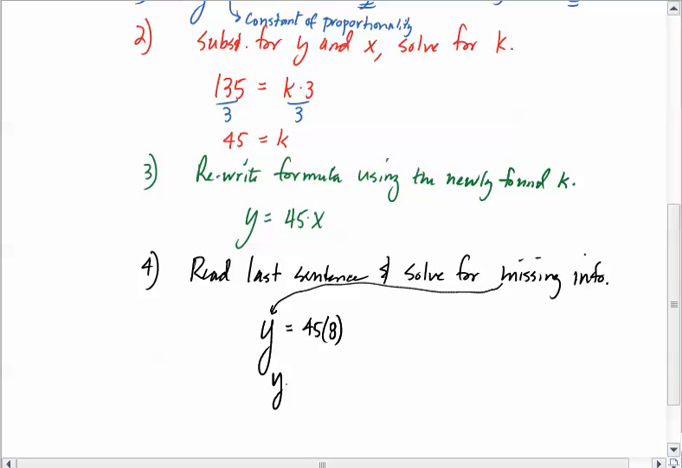Pretty simple. Now they could have asked us to solve for the other variable. They could have said, if he makes a certain amount of money, how many yards did he mow? And we would just solve for the other variable. So it looks like he makes $360 if he mows 8 yards and he charges that amount.